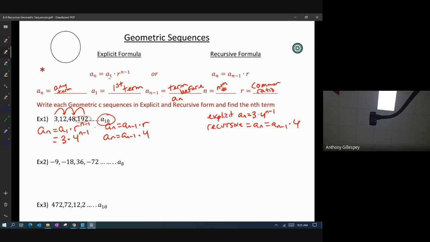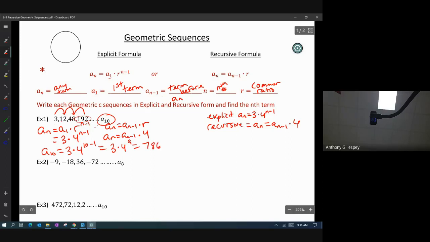To find a sub 10, what are we going to do? 3 times 4. What are we trying to find? 10 minus 1. See what I did? If I want to find a sub 10, I put 10 in for n. Now this you cannot do in your head. You're going to have to write it down on a calculator. So 3 times 4 to the 9th. Someone tell me what that is. It's a huge number.